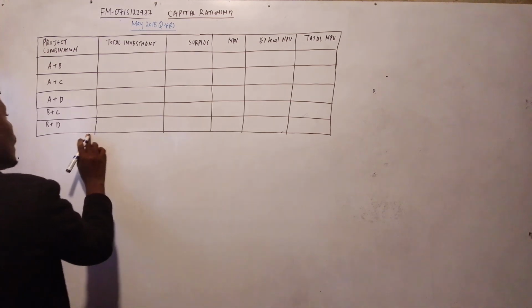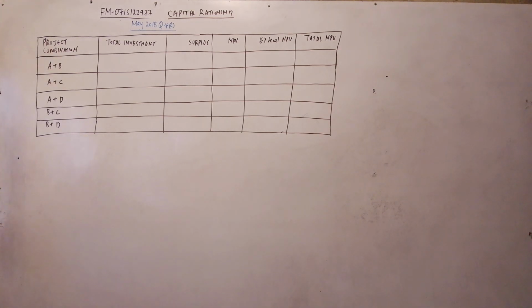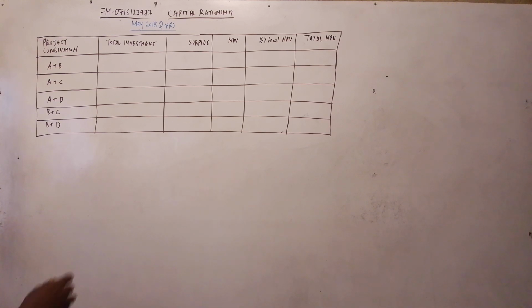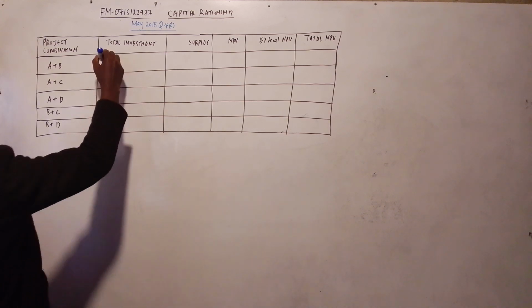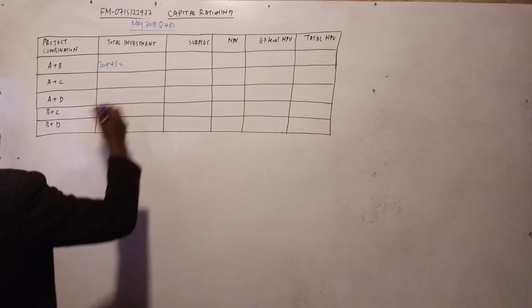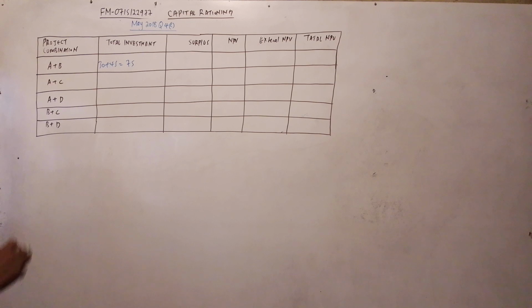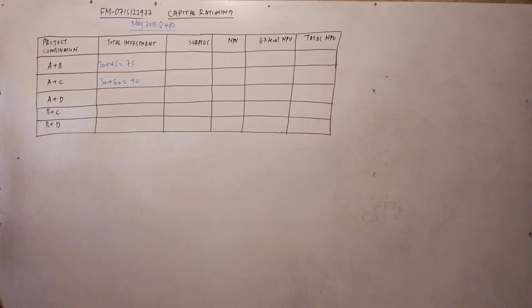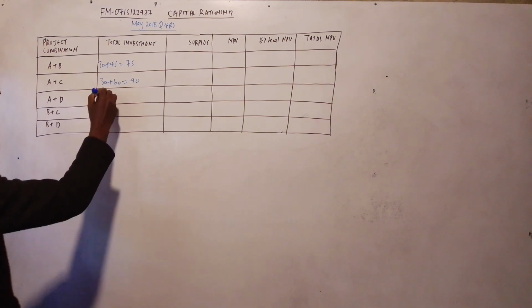Yes. Now we can start inputting figures inside. So tunaanza the first one, total investment for A and B. So cost of A and B. So tukienda kwa A, the total cost ya A ni 30, ni ya B ni 45. So 30 plus 45, which is 75. Then A and C, 30 and 60. So 30 plus 60, which is 90. A and D, 30 plus 40. 30 plus 40, which is 70.